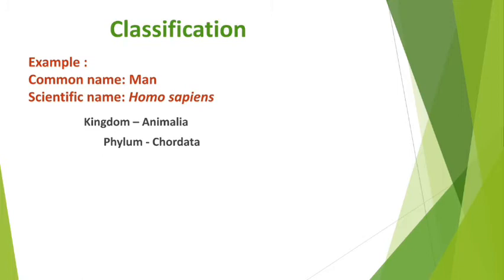Two groups. Those who have a backbone-like structure are in one group, and those who don't have the backbone will be in the other group. Those who have a backbone-like structure are known as chordata, and those who don't have a backbone-like structure are known as non-chordata. So we human beings are chordata. Now you understood why we have written chordata here, because we have that backbone-like structure.